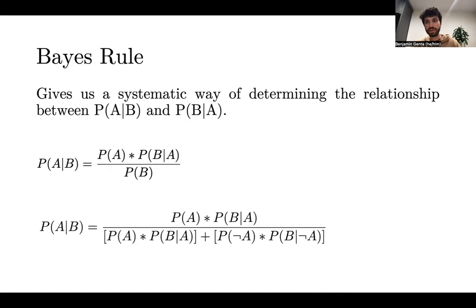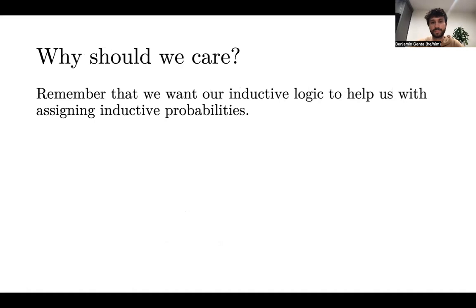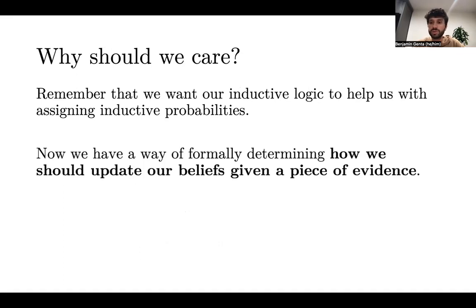And we derived a more complicated version of Bayes' rule, which you can derive with the rule of total probability. We did that in class, and you can look over the slides from that. You might ask, well, okay, I see this mathematical formula, but why should we care about it? Remember that the whole point of the class is that we want our inductive logic to help us in assigning inductive probabilities to arguments. And what Bayes' rule allows us to do is to have a way of formally determining how we should update our belief given a piece of evidence.